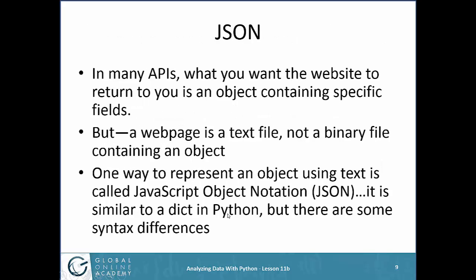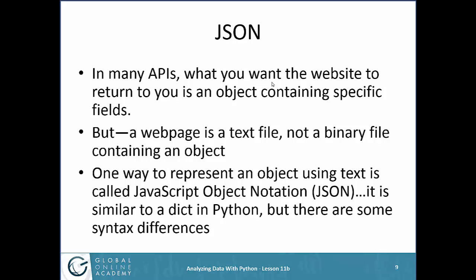So, now, what is the special format they use? I don't know if any of you have come across this acronym before, JSON, J-S-O-N. It stands for JavaScript Object Notation. In many APIs, what you want the website to return to you is an object that contains specific fields. But since the web page is a text file, not a binary file, we can't just put an object, like a pickle, on a web page. The web page has to have text.